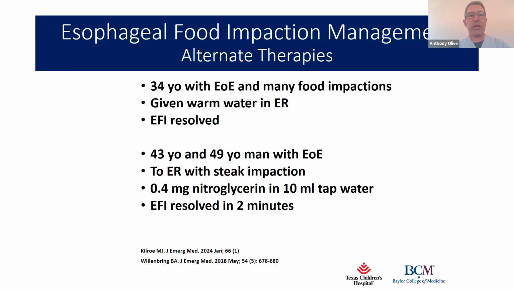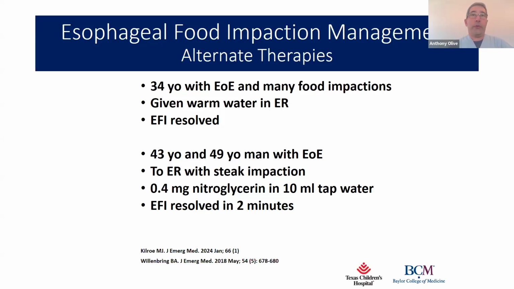These are a couple of case reports. The first one was a 34-year-old with EOE who came into the ER, was given some warm water, and the impaction resolved. The second report was a couple of patients who also had EOE, came in with steak impactions, were given some nitroglycerin orally with tap water, and their impactions, in both cases, resolved within a couple of minutes. Again, these are just isolated reports.